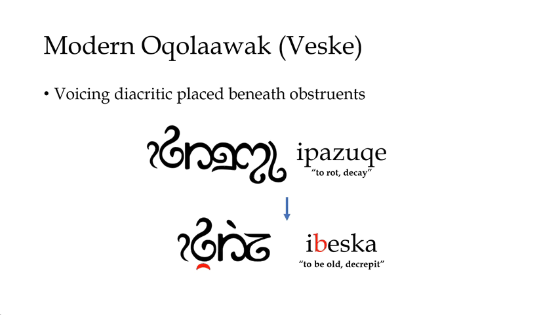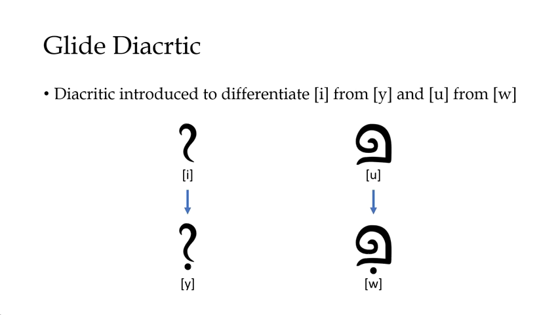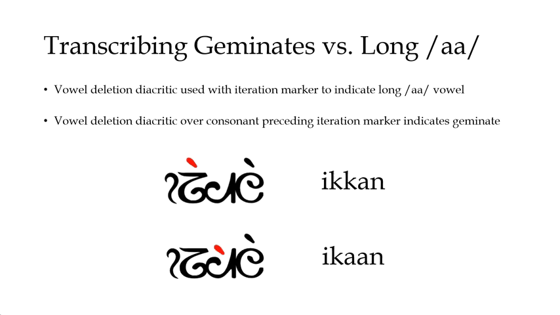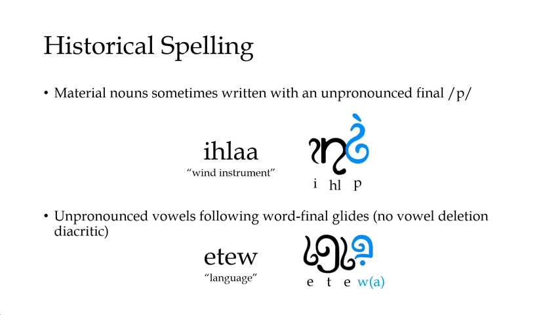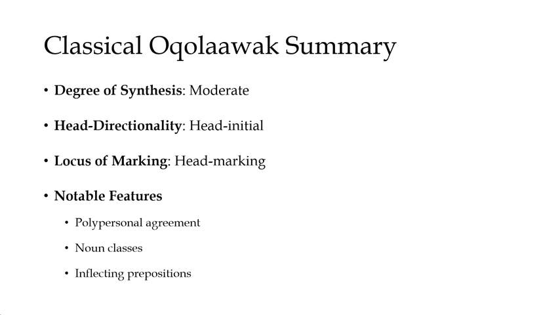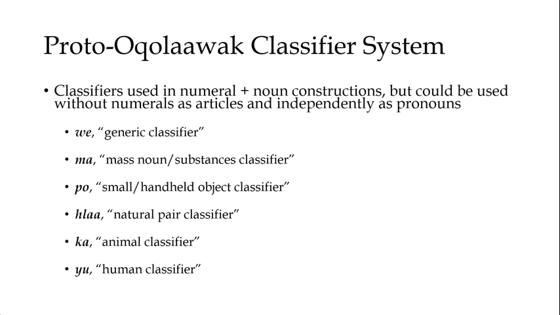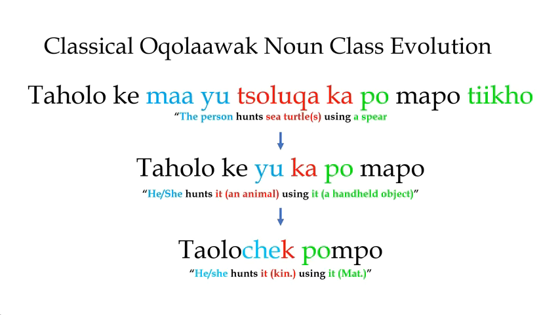So as you can probably tell, the Oqolaawak have actually been pretty good at keeping their spelling up to date, so most words will be pronounced how you'd expect them to be pronounced from their spelling. Though, again, there are a couple of exceptions. When discussing Oqolaawak grammar, the first and most important thing to do is to familiarize yourself with its noun class system. Way back in Proto-Oqolaawak, there was a system of classifiers that could be used as indefinite articles and pronouns. Over time, though, these classifiers got inextricably linked with the words they co-occurred with, becoming class suffixes on nouns and agreement markers on verbs and prepositions.